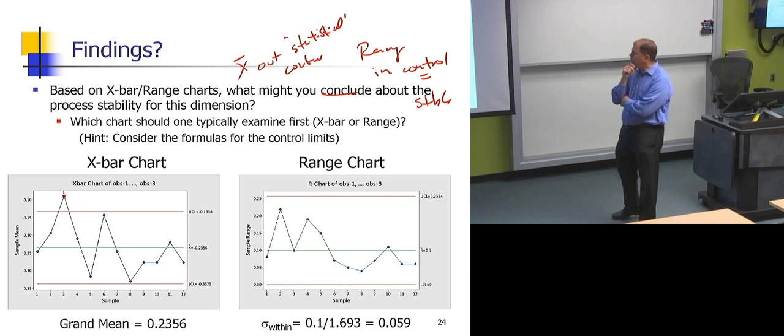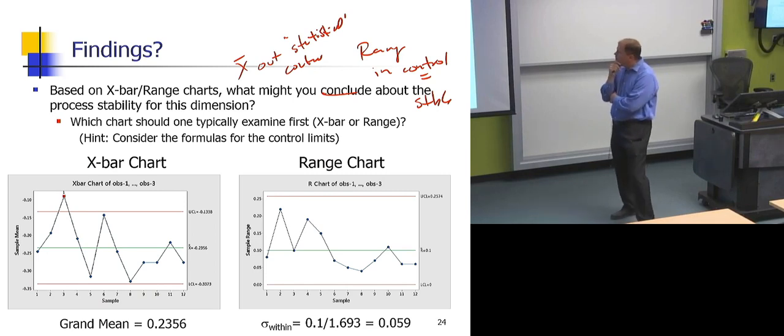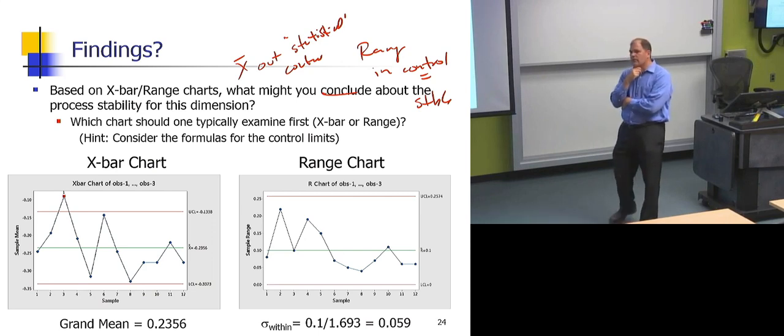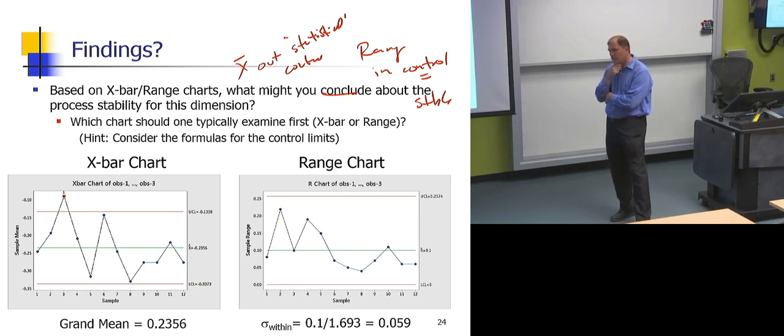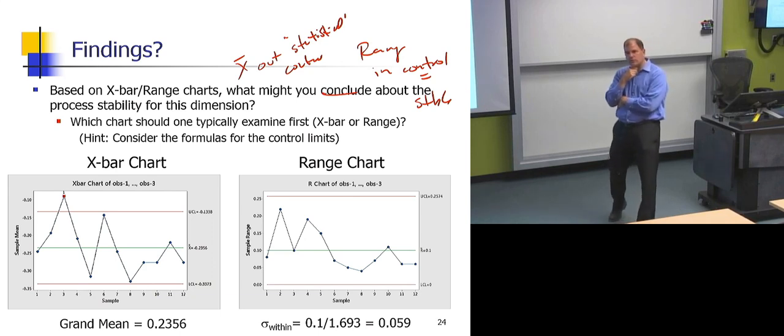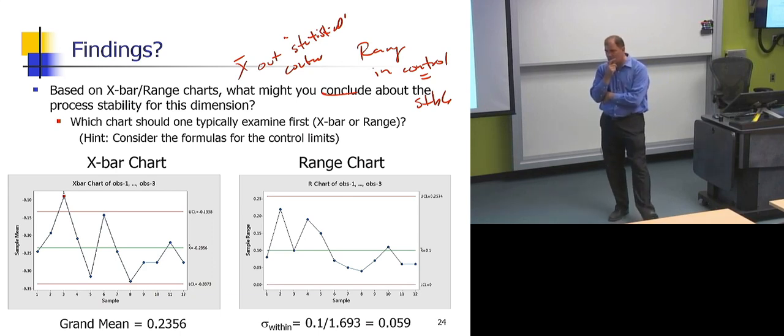All right, these are our 2 graphs. The software is going to make them at the exact same time. But which chart should we really evaluate first? The x bar or the range? Which chart should you really look at first? Think about the formulas. Which chart should I look at first? Thoughts?